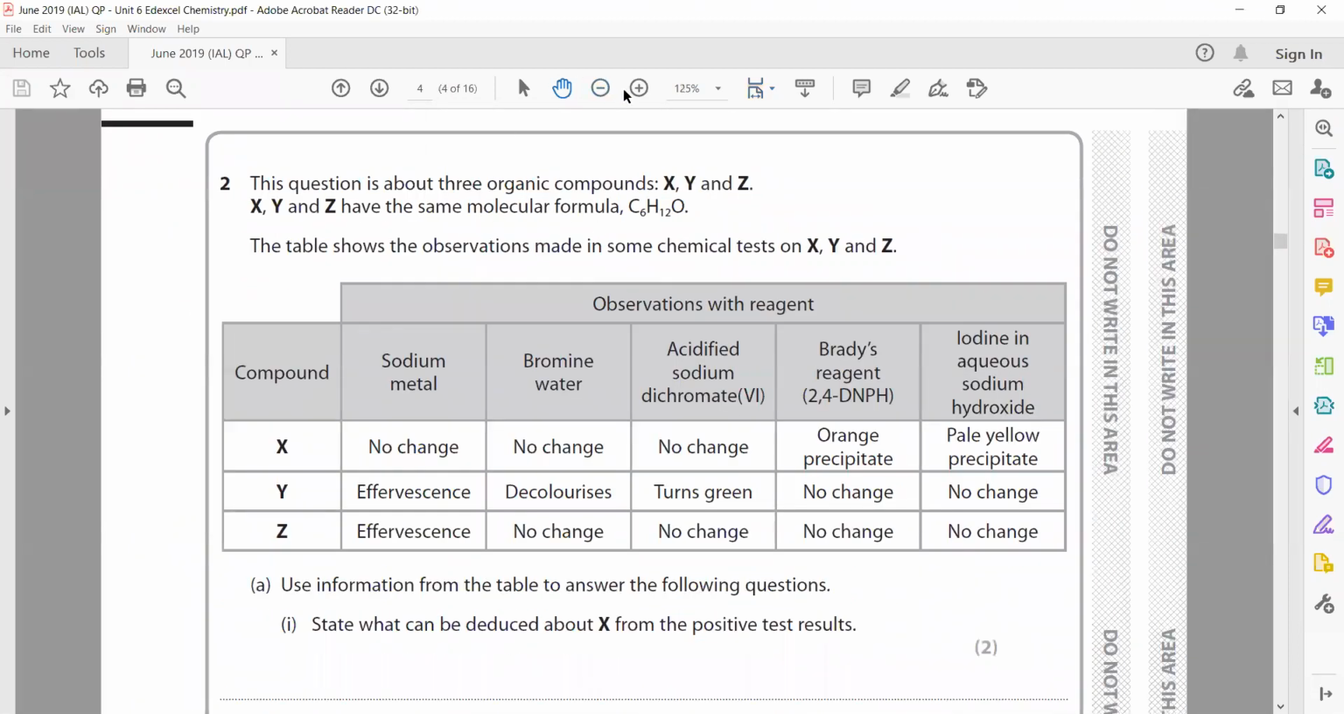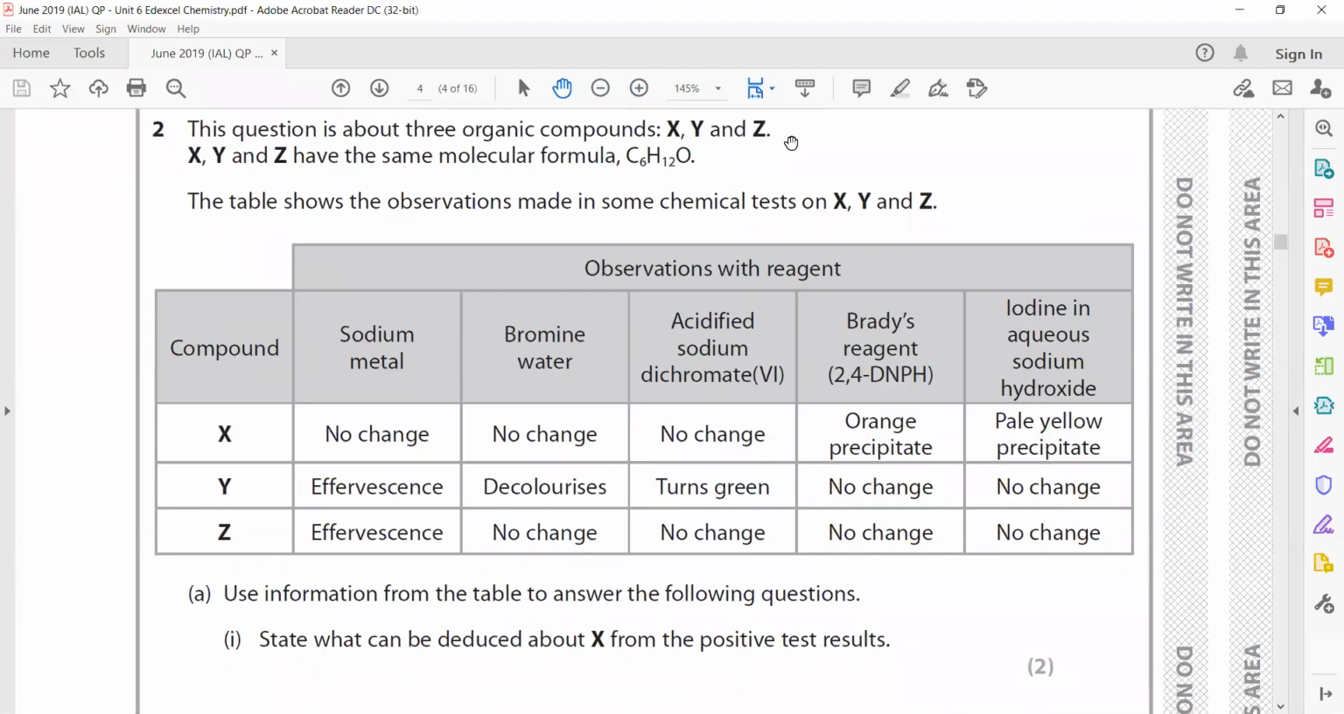In question 2, this question is about three organic compounds X, Y, and Z. X, Y, and Z have the same molecular formula C6H12O. The table shows the observations made in some chemical tests. Compound X with sodium metal. Sodium metal is actually a test for alcohol, the OH group. Bromine water is a test for a carbon-carbon double bond, unsaturation. Acidified potassium dichromate is an oxidizing agent.